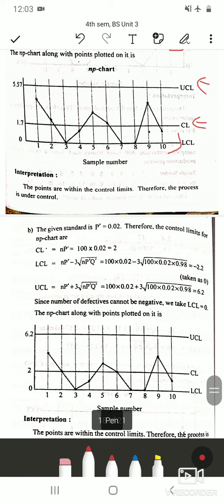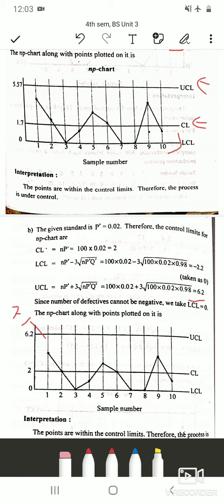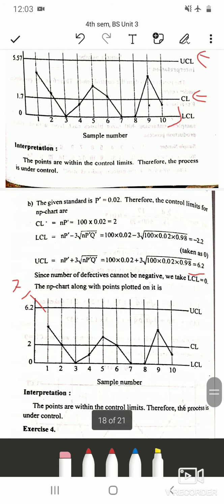And again in this graph you have to mark all the d values. The only difference is that here standards are given, so your control limit values will be different. Here the highest value is 6.2, so take the scale up to 7 and mark all the values and check whether the points lie within the limits or not. So now we can say the process is under control when the standards are given.